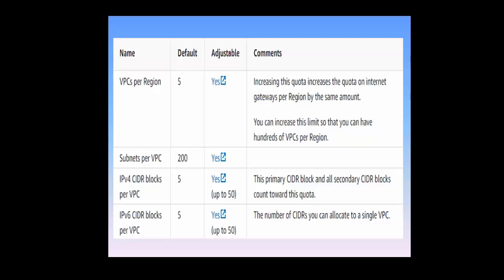There are some numbers here. I have already told you in my first video, 5 VPCs by default per region, per account.